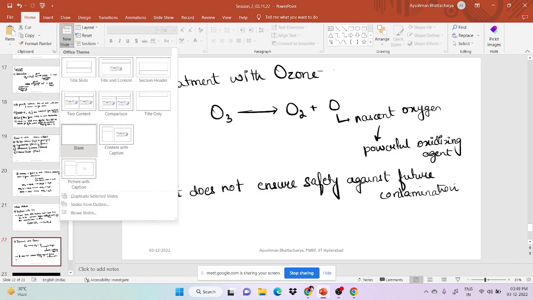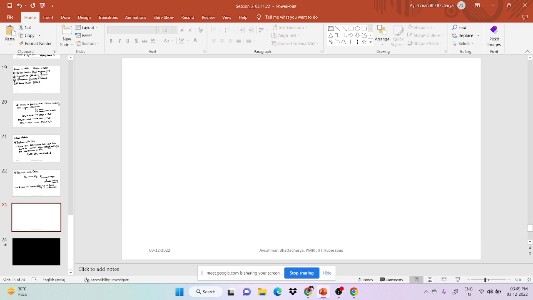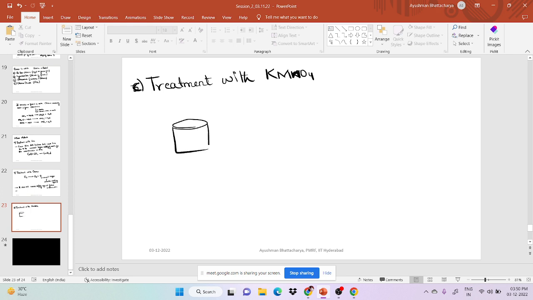The other thing is treatment with KMnO4. This is the third one. Remember, this is commonly applied in villages which are contaminated with a small amount of bacteria. Generally, it is added in the well.